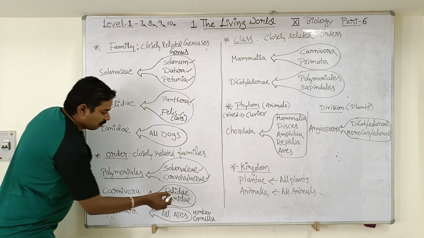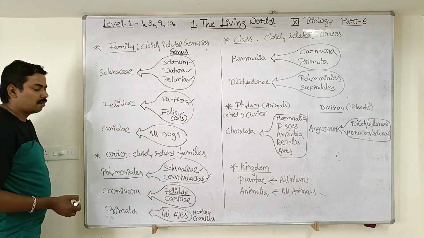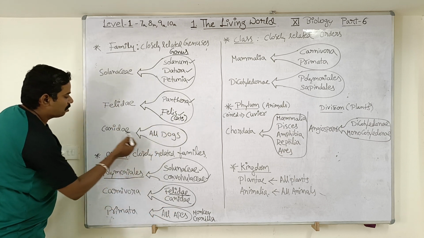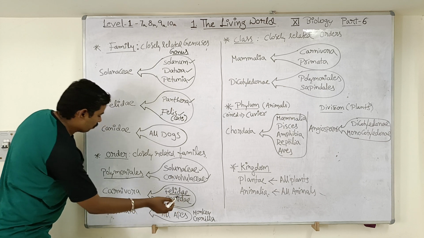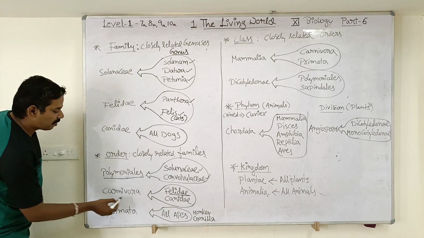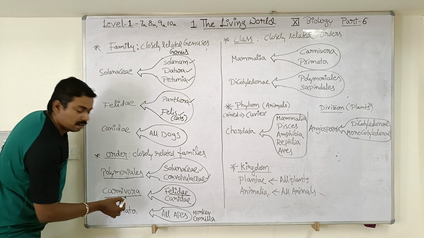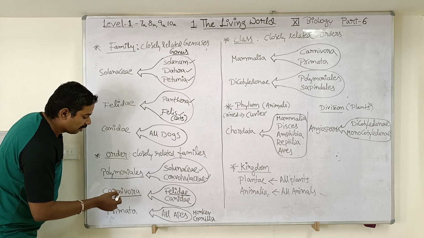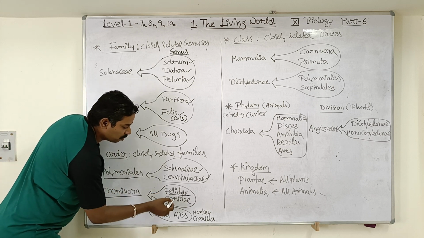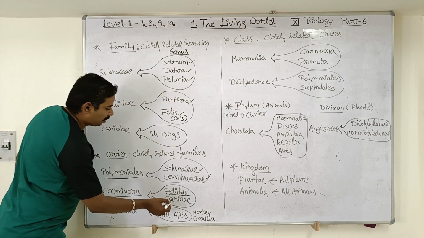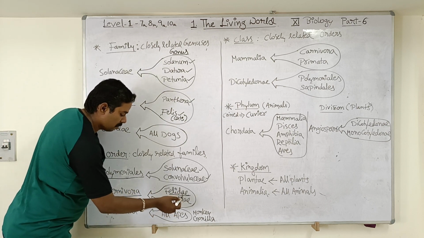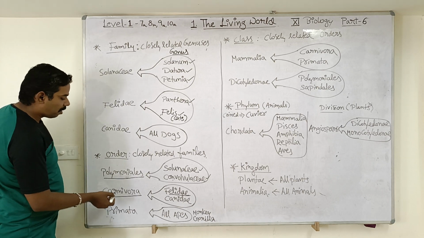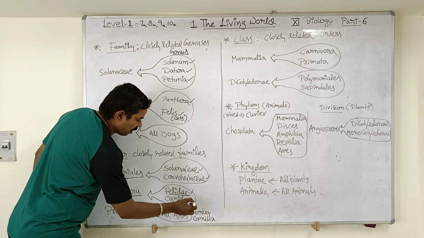Next, the family Felidae includes Panthera and Felis genus, and Canidae includes all the dogs. So these two families are kept in an order called Carnivora. Carnivora are the animals which are mostly carnivorous, which eat meat. Meat-eating animals are kept in this group called Carnivora. What is common in both these families? The common character is meat eating. They are carnivorous animals. That's why they are kept in an order called Carnivora. So the order Carnivora includes Felidae and Canidae.